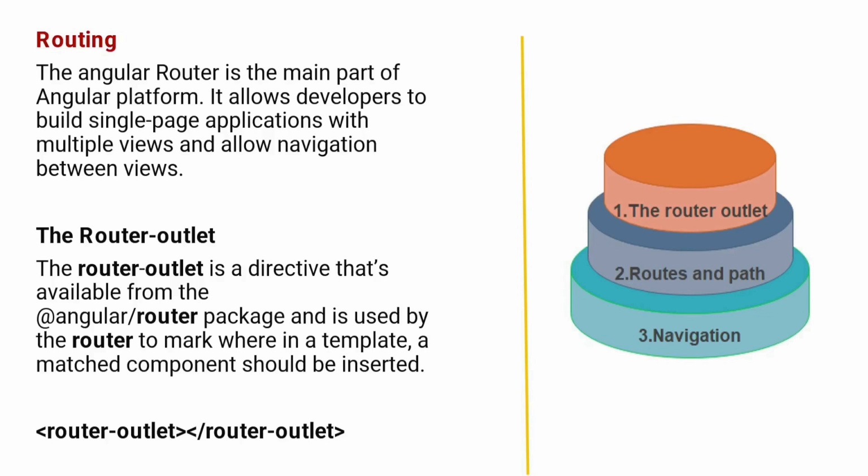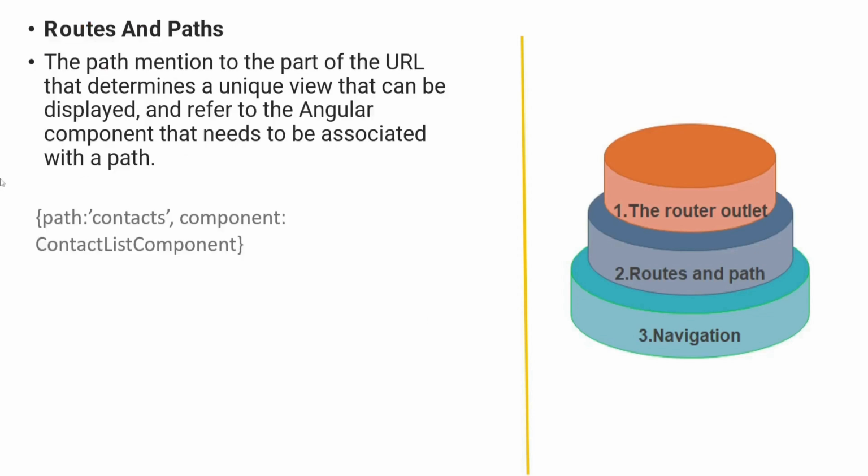So if you put this router outlet at a specific location in your template, then at runtime, if you inspect your code, you can see that the generated code, which is the result of your navigation, will appear there. Second concept, routes and path.